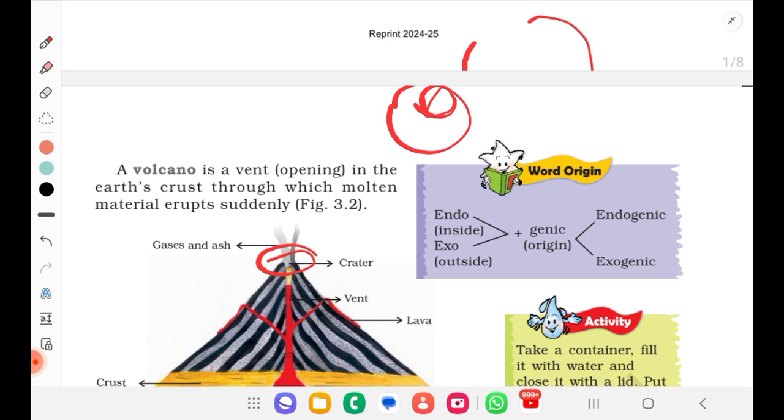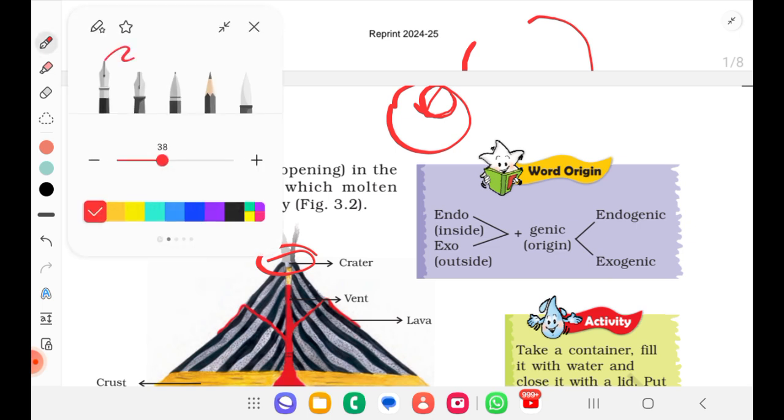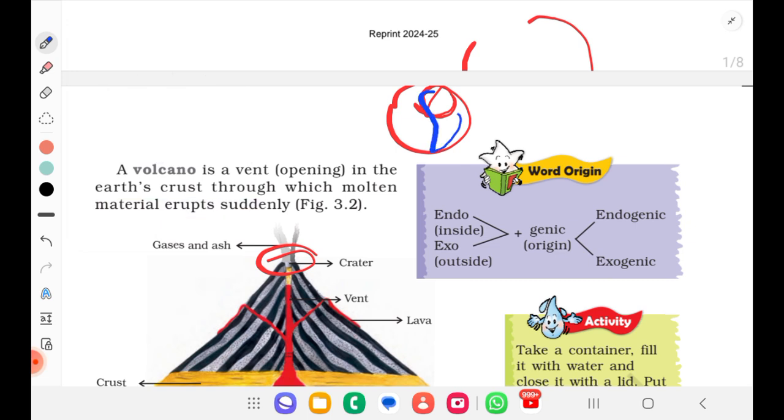Right. So if that magma, if we see, this is also magma. See, it is moving circularly. Suddenly it comes out of the earth through a vent. It forms a volcano. It is very hot, right? So that is what they are talking about. If molten material erupts out suddenly, it is a volcano.